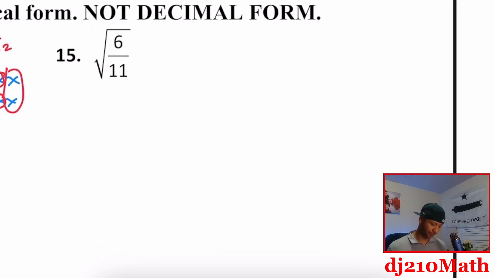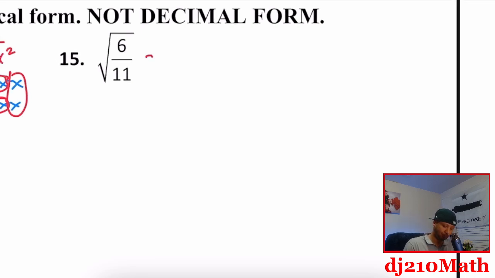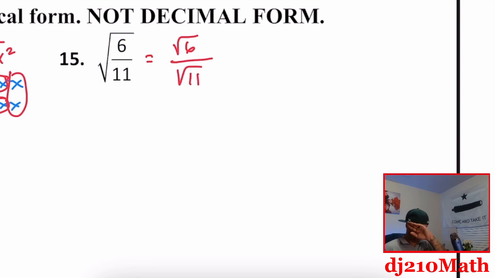Okay, 15. So here you have a square root and a fraction, a fraction inside of a square root. We take the square root of the top and the square root of the bottom individually. The whole point is that we don't want a square root in the bottom. Like that's the whole point, right? And we don't want a fraction. So we have to get rid of the square root in the bottom.